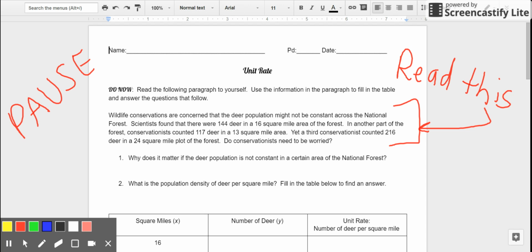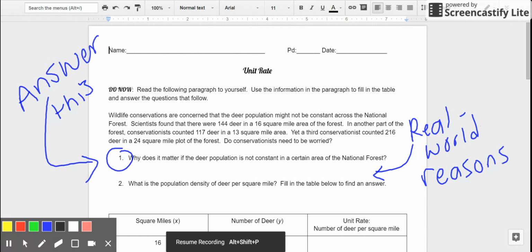The question is, why does it matter if the deer population is not constant in a certain area of the national forest? So you're thinking about real-world reasons. Please pause and answer that right now. Question 2 asks, what is the population density of deer per square mile? Fill in the table below to find an answer.